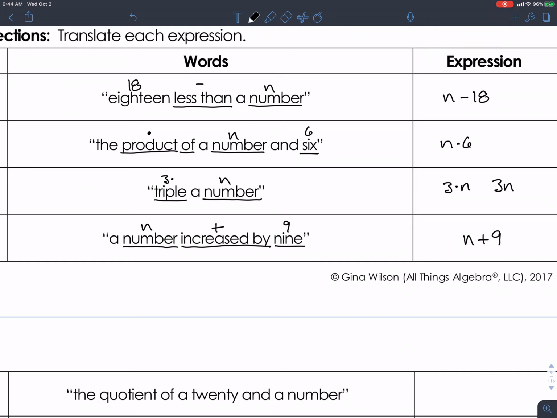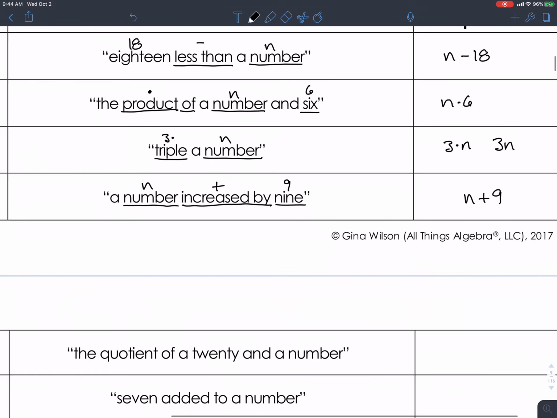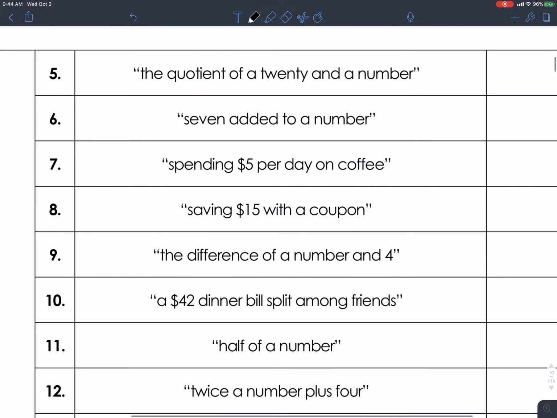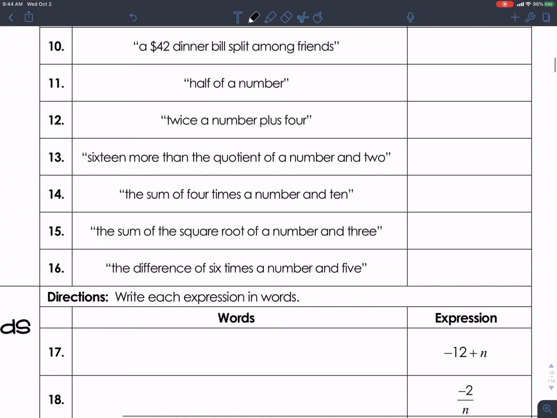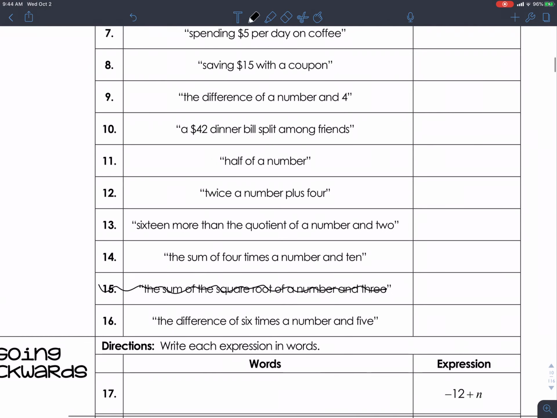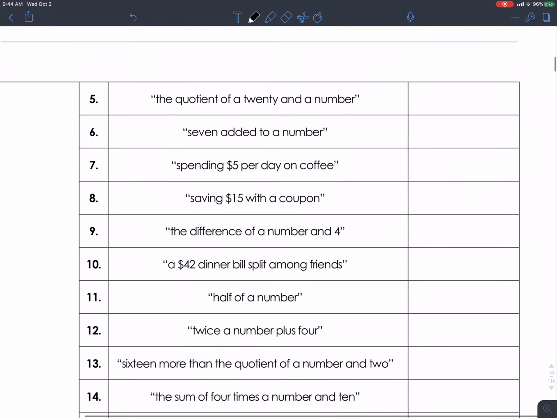I'm going to go through and do some of these. I'm going to tell you one of them you're probably not going to have to do. Down here on 15, we're not going to do 15 because you're not going to do square roots until probably next year. The rest of these should be semi-easy. I'm going to give you a couple examples, and then I want you to try the rest of them on your own.